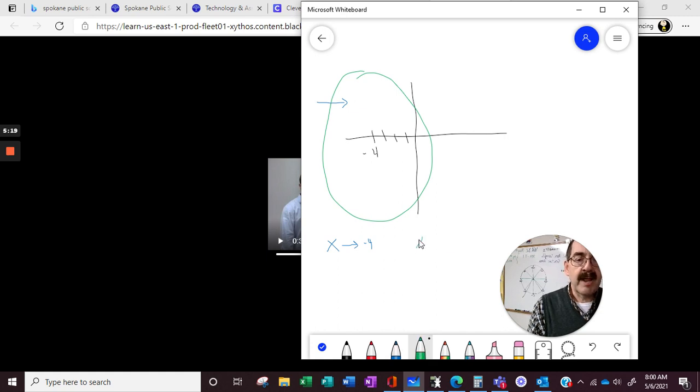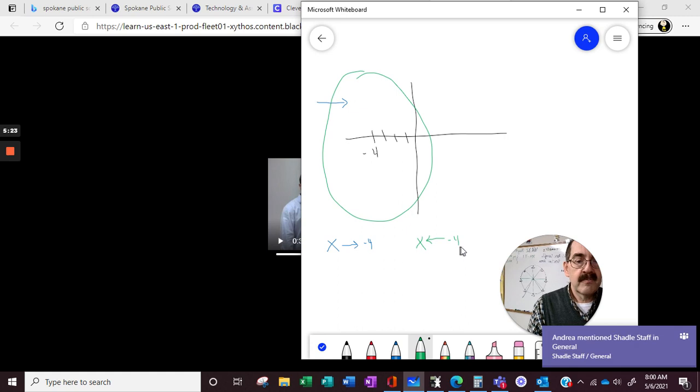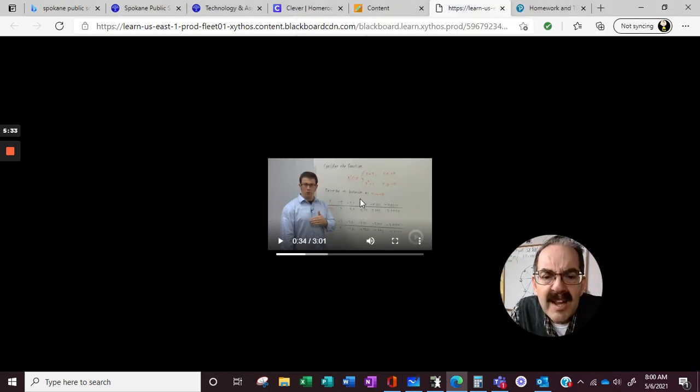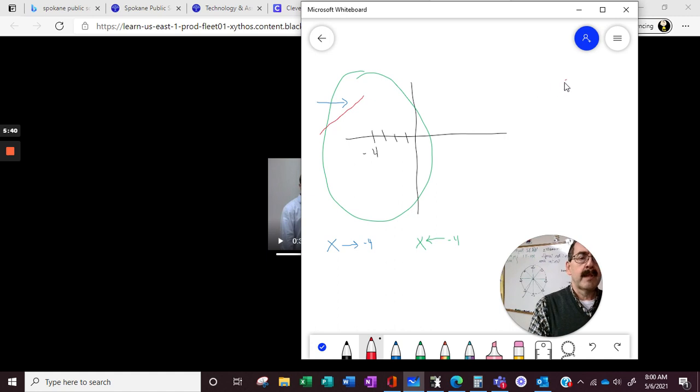Then he talked about as we approach -4 from the right. I'm not sure what those functions were, but he said something like x plus 4, so it's growing. And then what was the other side? X squared minus 1. X squared minus 1 is a shape like this. So from the other side we have this kind of shape, right?